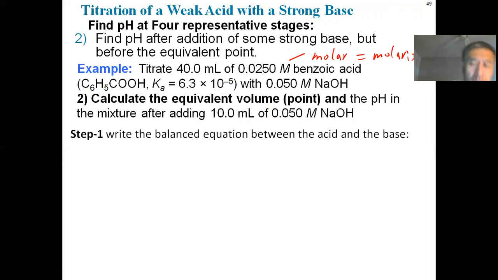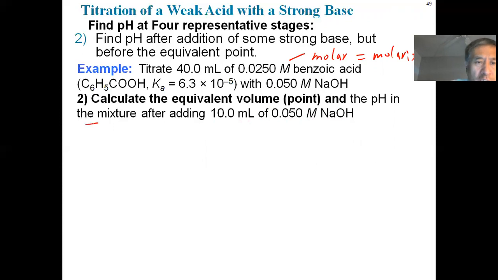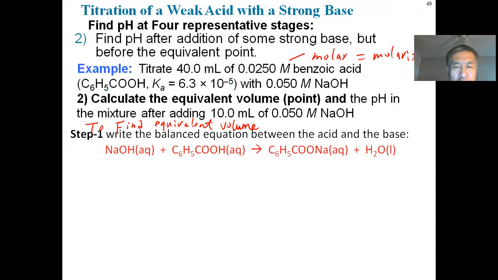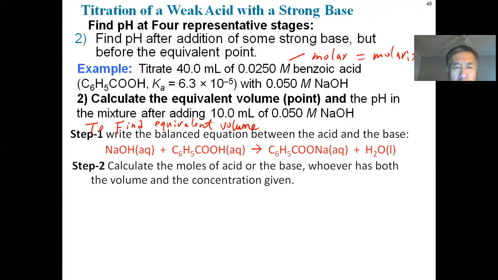To find the equivalence point or volume, we follow the following procedures. First, write the balanced equation between the acid and the base. So we take NaOH plus C6H5COOH, which produces C6H5COONa plus water.